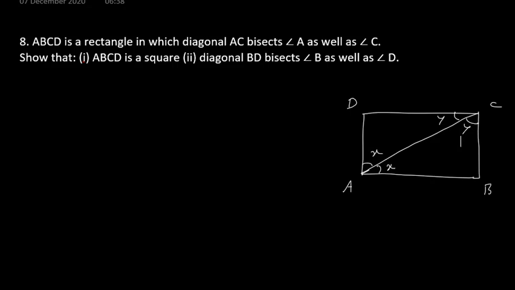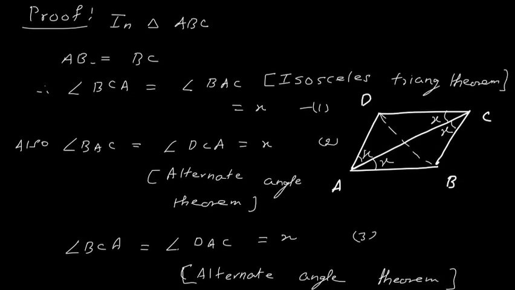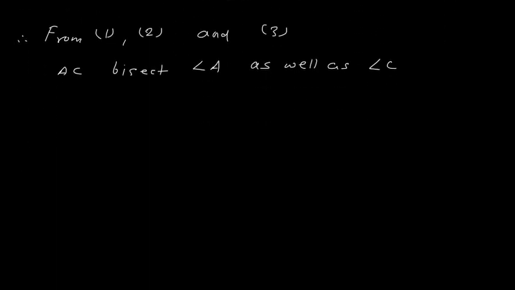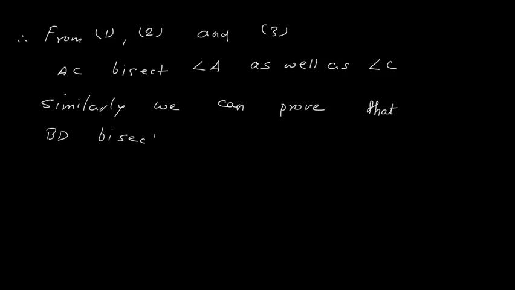Okay, in the previous problem, we had to prove that BD bisects angle B and D. So here you can say similarly, we can prove that BD bisects angle B as well as angle D. No need to prove it, because in the same manner I am going to prove this part also.